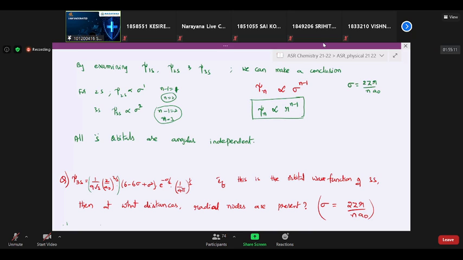Anyone? Just express the final answer in terms of r and a naught, because r stands for distance. At what distance is it? Let us see how many people can say the answer to this question. Yes, I will explain as usual. There is no problem.